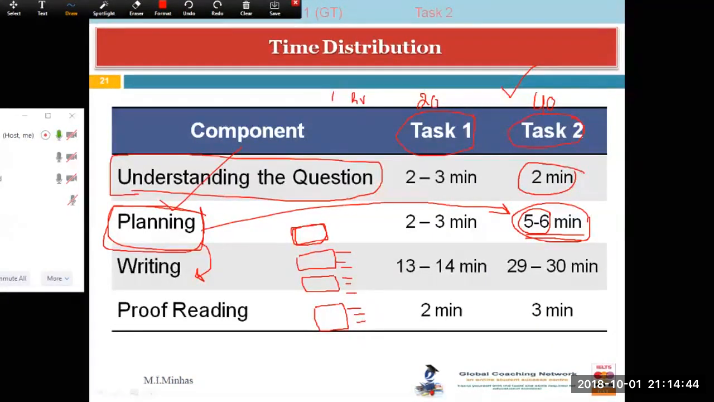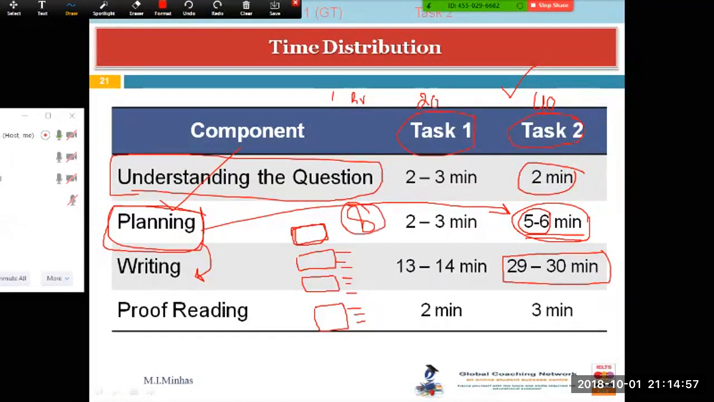So if you spend 5 to 6 minutes on it, then you would have about 29 to 30 minutes to write. But if you spend 8 minutes on planning, obviously this automatically reduces your writing time, because you have all the things ready with you. You have all the points with you, and you just have to start writing those points in the form of sentences, and that's it.